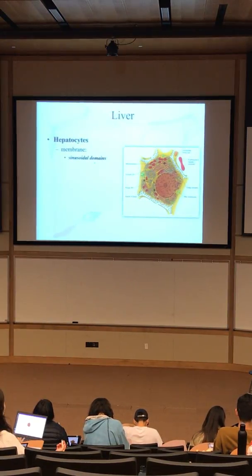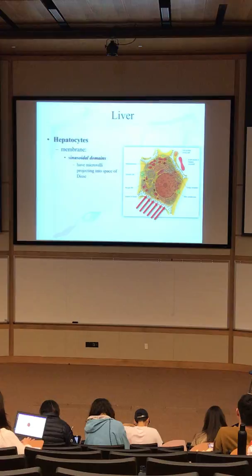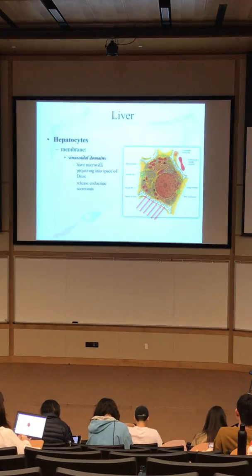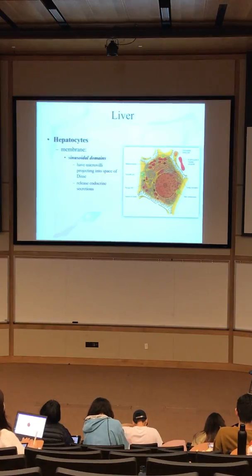Then we have the sinusoidal domains. So this is where the space of Disse is located. And notice that there are microvilli, as we saw in the electron micrographs, projecting into the spaces of Disse. You can see that here. And this is where various secretions, not bile, but hormonal secretions by the hepatocyte, are going to be released. Because remember, hormones are released into the bloodstream, not into ducts.